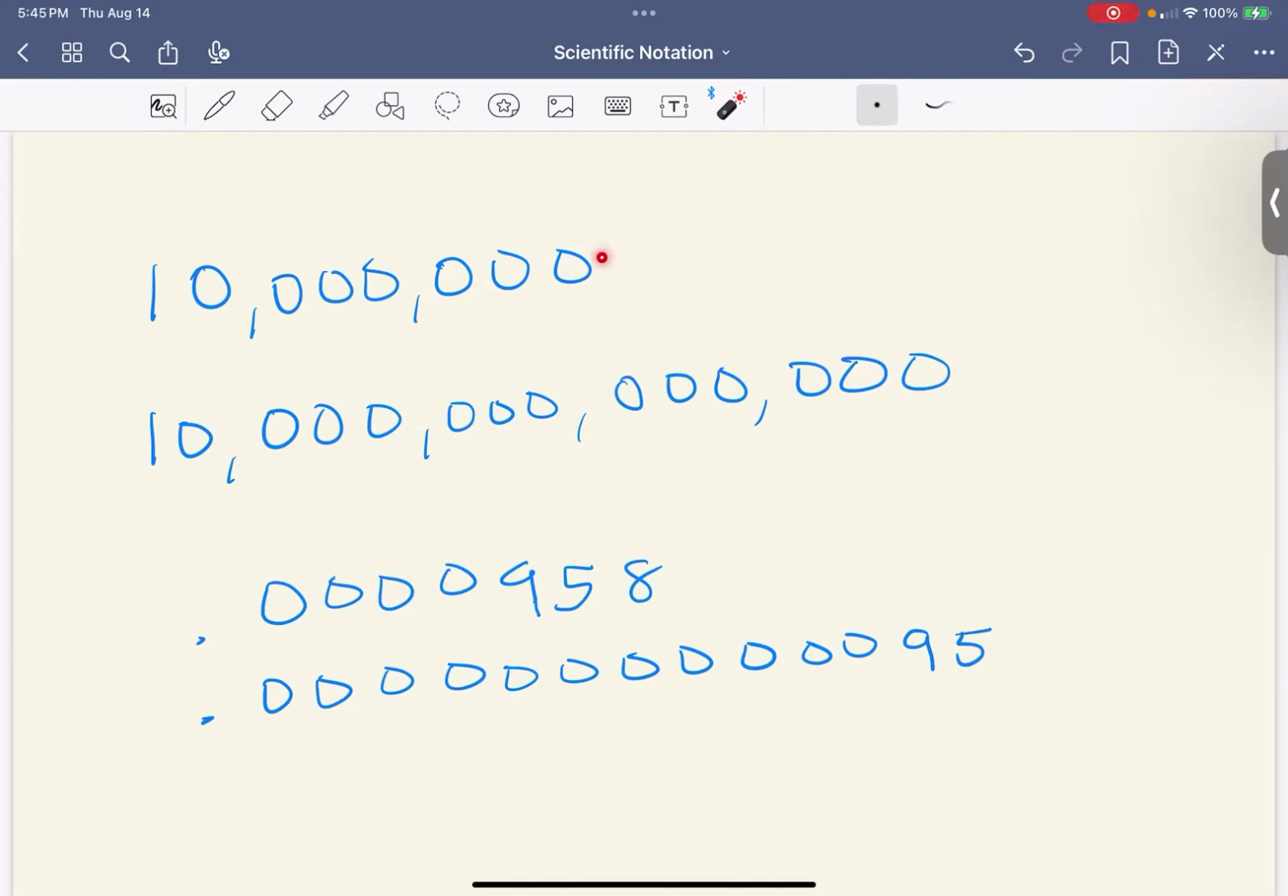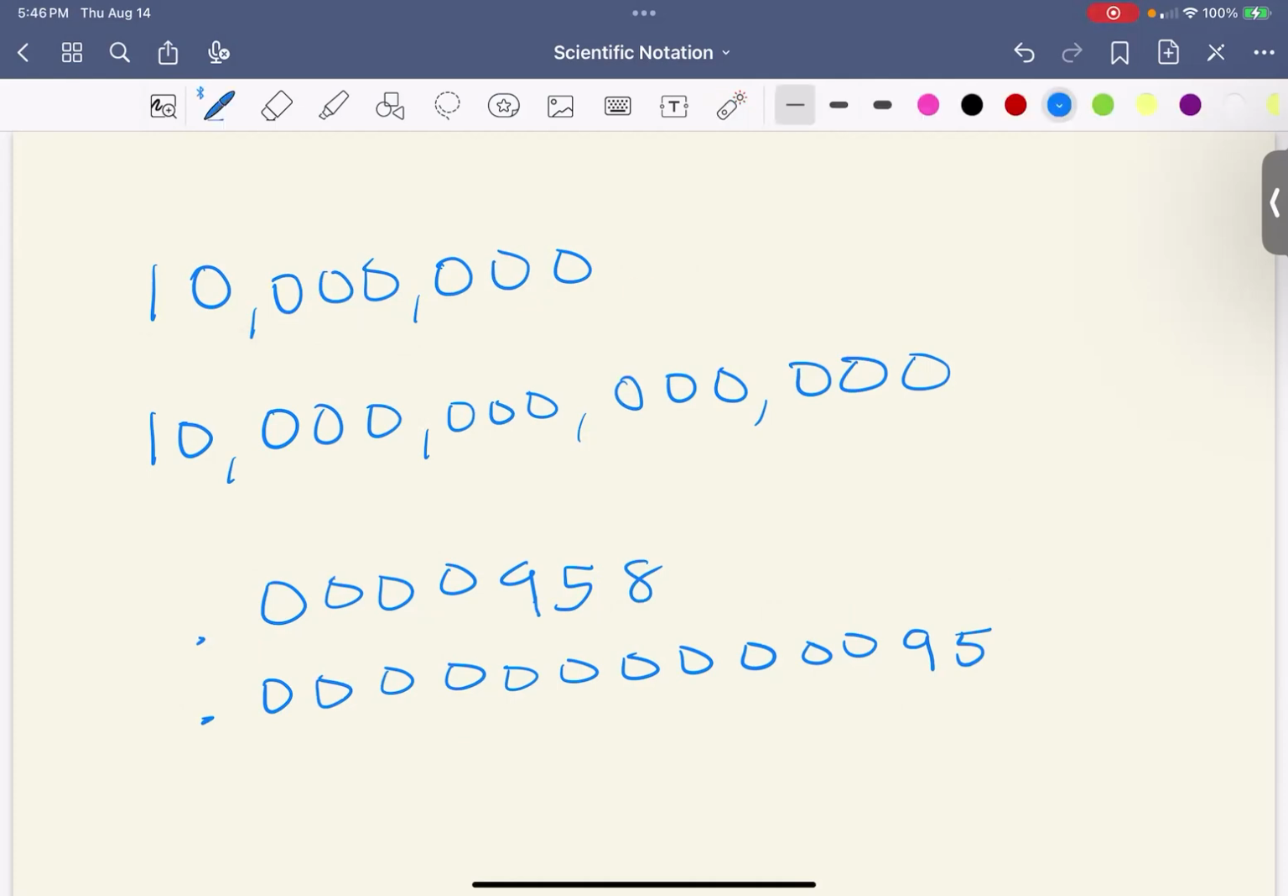So this number here, this is 10 million. And any number that is one or greater is going to have a positive exponent sign. And any number that's lower than one is going to have a negative exponent sign. Let's see what this would look like. So we have the number 10 million.